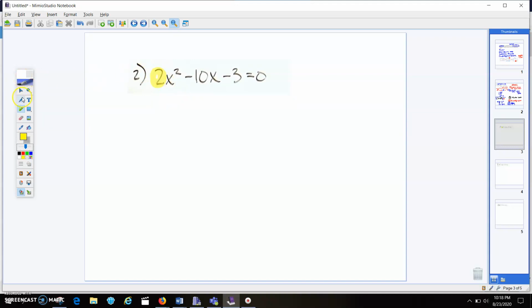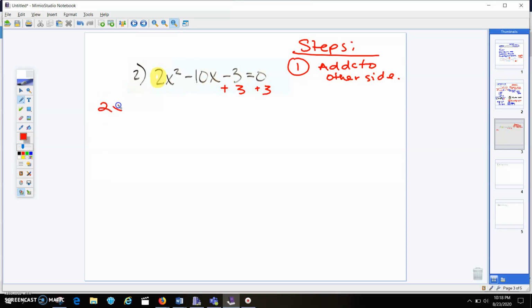So again, the first step that we're going to do is add c to the other side. So here it is again. Add c to the other side. We're going to add that 3 to the other side. So we're going to get 2x squared minus 10x plus, I'm going to put a blank space over there just to remind me, hey girl, you got to put something there, and you got 3 on the other side as well.